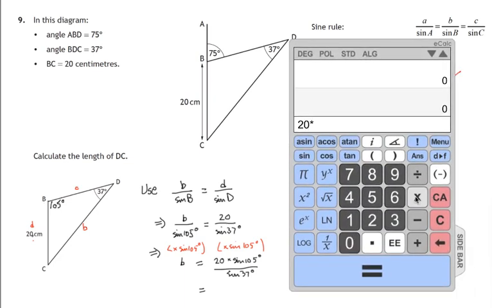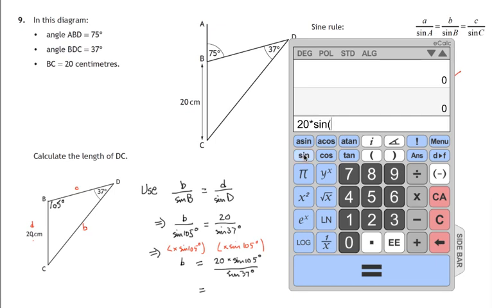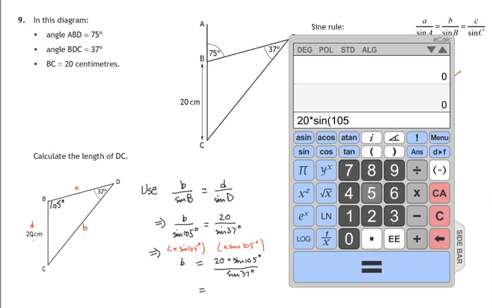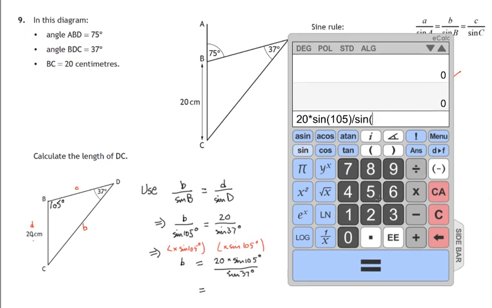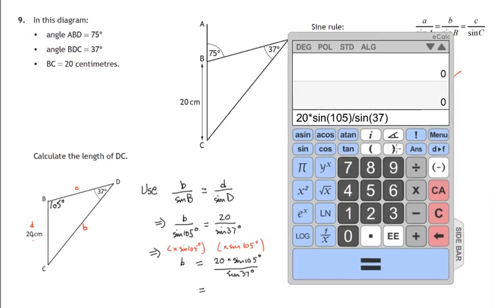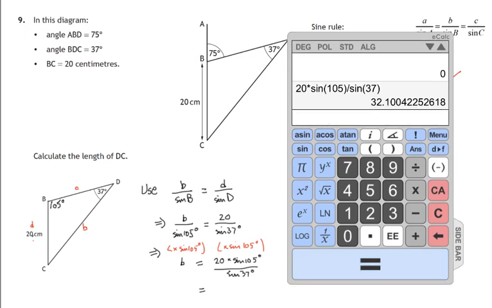20 times, now the sine, make sure your calculator's in degrees for this, sine 105, divided by sine 37. So there's the calculation. Having made sure I'm in degree mode, that's what I get. So it's 32.100 and so on.